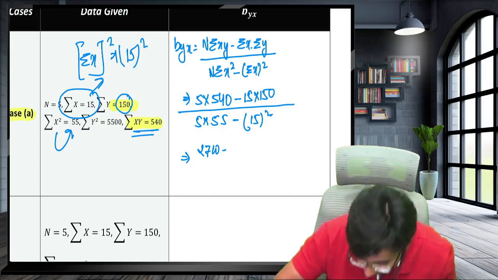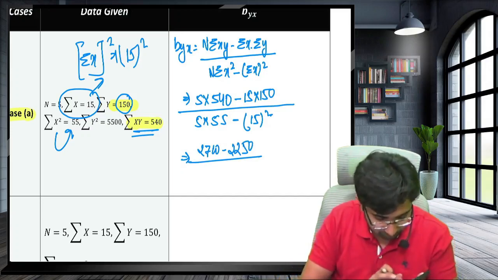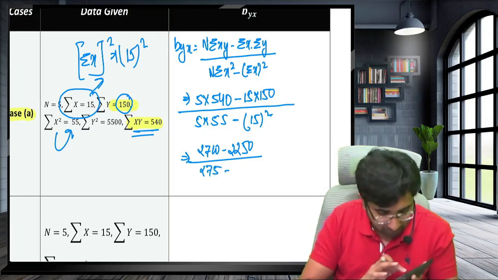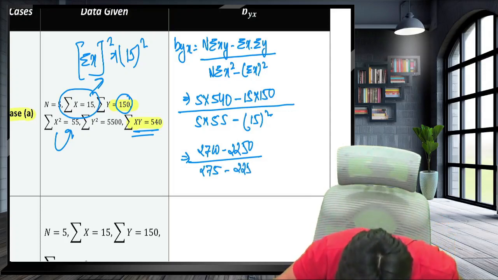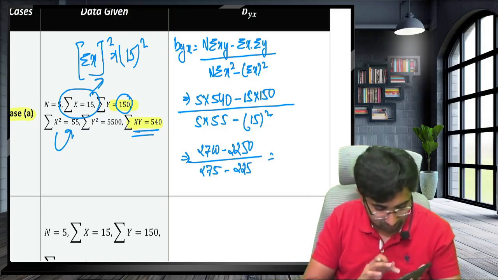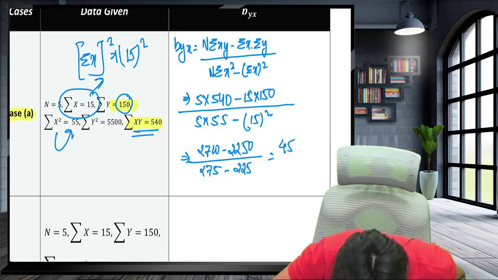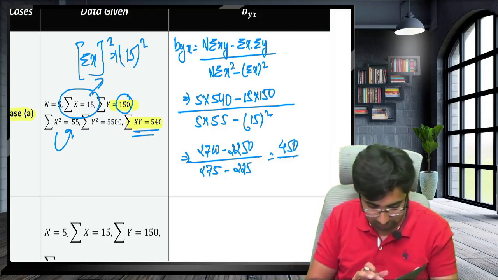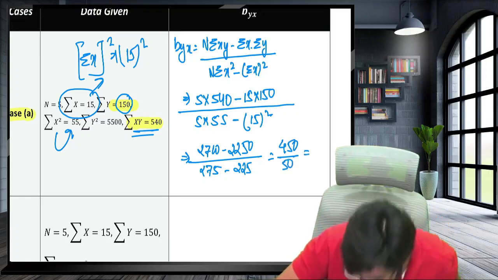Yes, 2250. 5 into 55, this will be 275. 15 whole square, guys. 15 into 15, how much is it? 225. 2700 minus 2250, guys. This is 450 divided by 275 divided by minus 225. Guys, this is 50. Can you divide this 450 divided by 50?